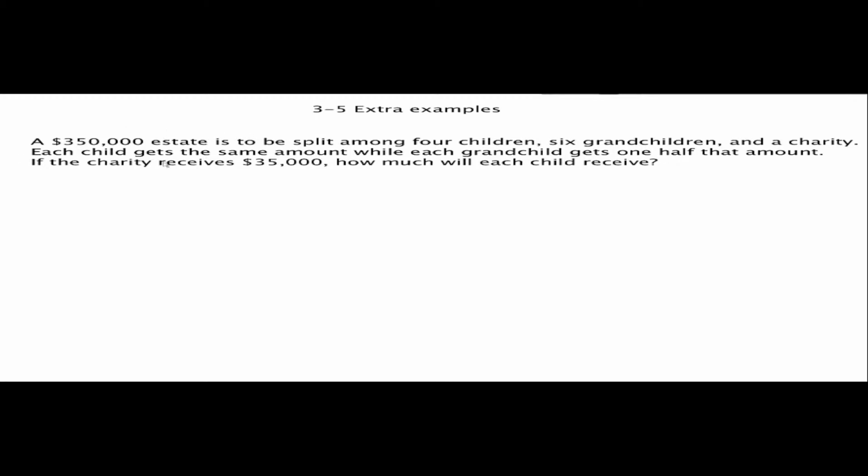Well, we need to establish some variables here, so we'll use c for child. So c is going to be our child. And grandchild is just going to be 1/2 c, right? And the charity gets a fixed amount, so not real complicated here, I don't think. Let's see. So c stands for child, 1/2 c for grandchild.